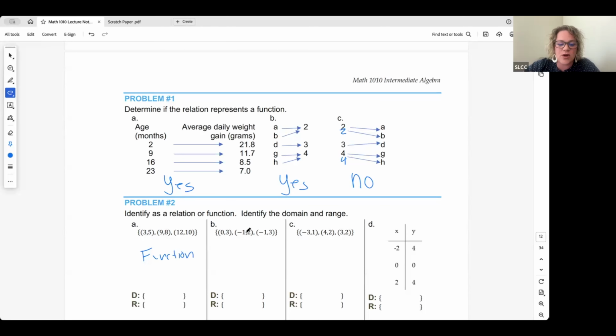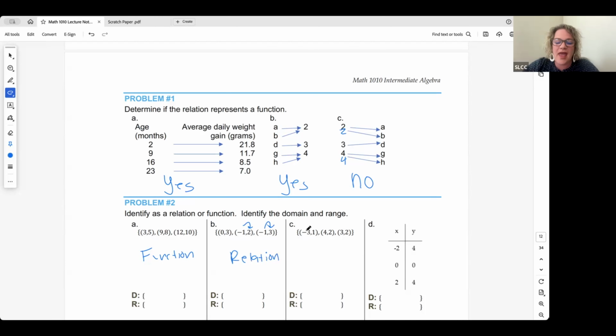On B, 0, -1, -1. Oops, -1 repeats. Let's check and see if it goes to the exact same output. -1, the output is 2. -1, the output is 3. Different outputs. This is only a relation. It's not that special kind of relation called a function.